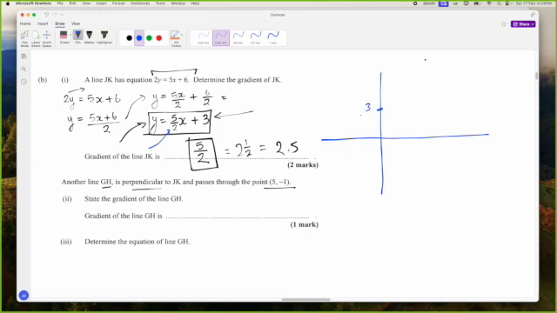So this line might look a little bit something like this. Right? So what they're saying is another line, GH, is perpendicular to JK. So this is JK. J and K. Right?